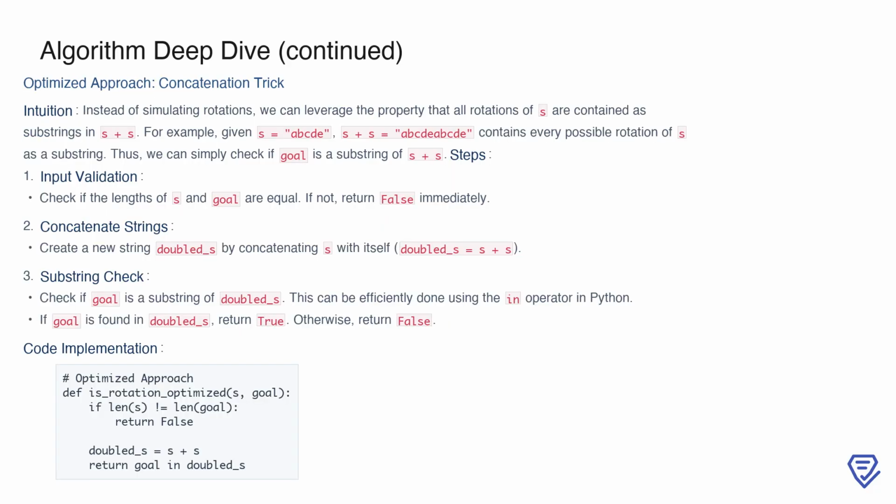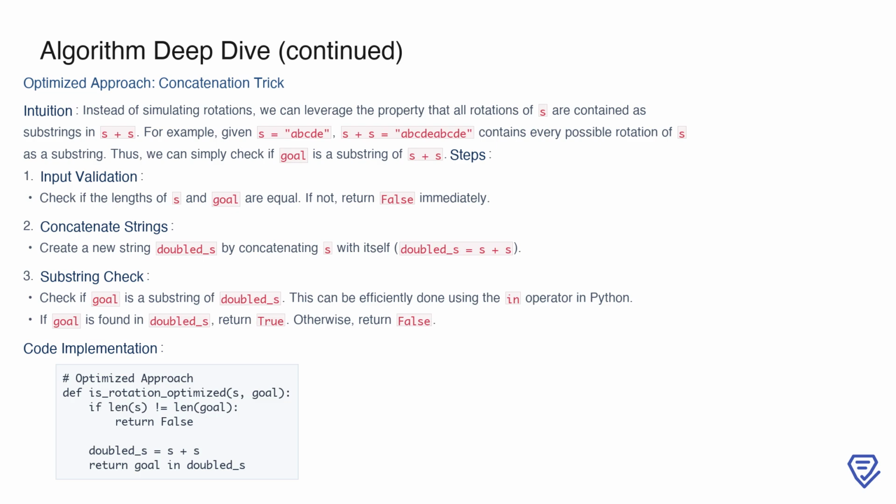To improve efficiency, we can use an optimized approach based on string concatenation. The key insight here is that concatenating S with itself produces a string that contains all possible rotations of S as its substrings. For instance, if S is ABCDE, then S plus S becomes ABCDEABCDE, which includes all rotations of S within it. Using this property, we can check if goal appears as a substring in the concatenated string.